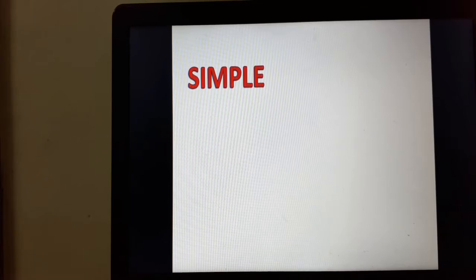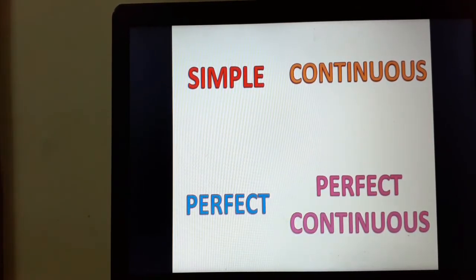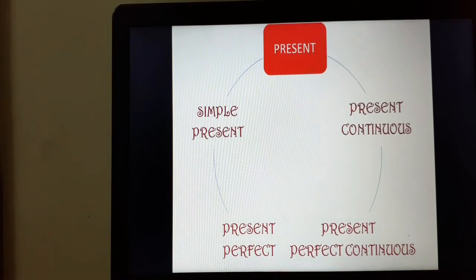There are three times, as you know, that is present, past and future, and these three tenses have four aspects, that is simple, continuous, perfect and perfect continuous. The present time and the simple aspect make the present simple tense. Then we have the present continuous, present perfect and the present perfect continuous tense.